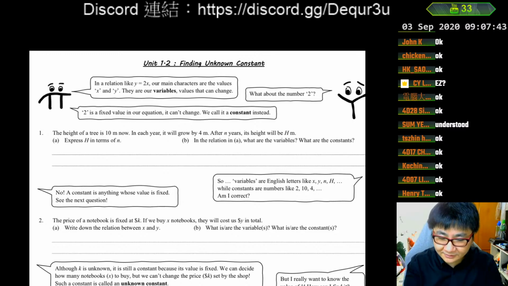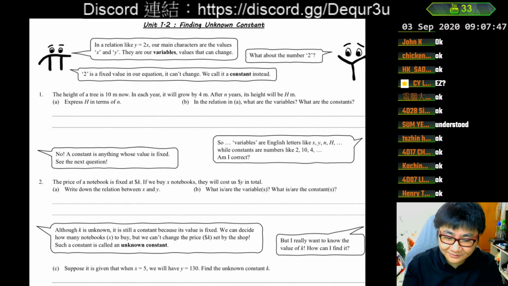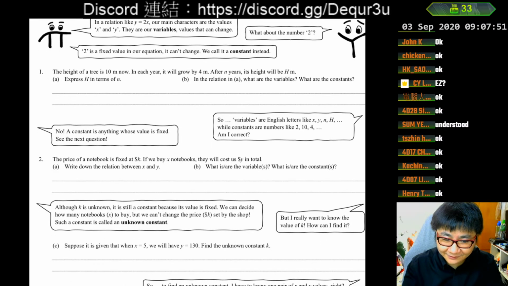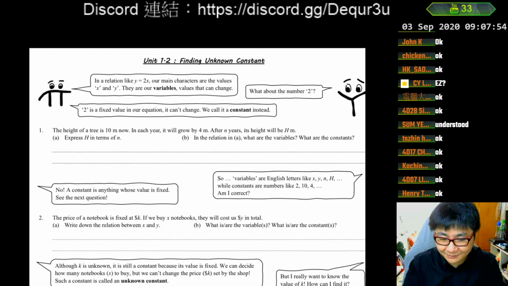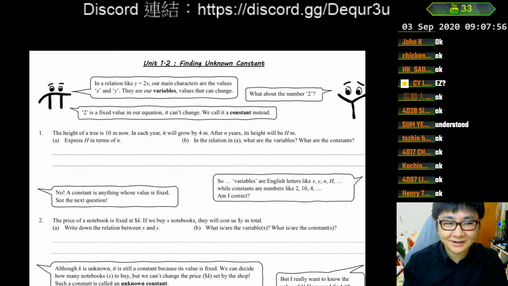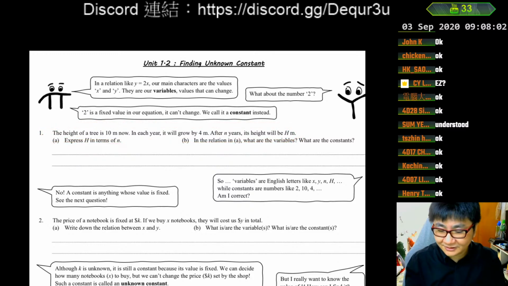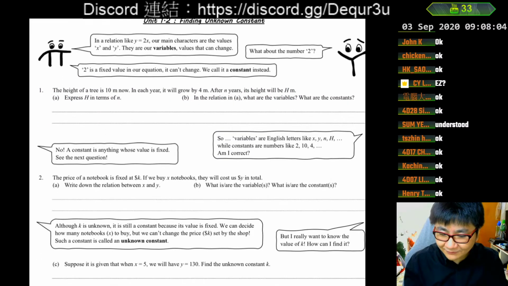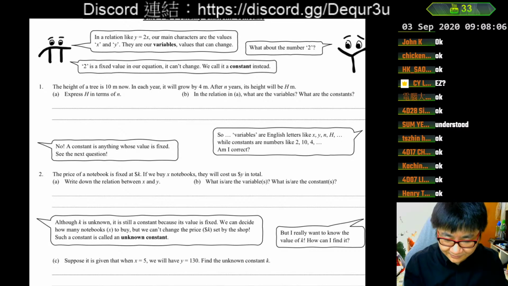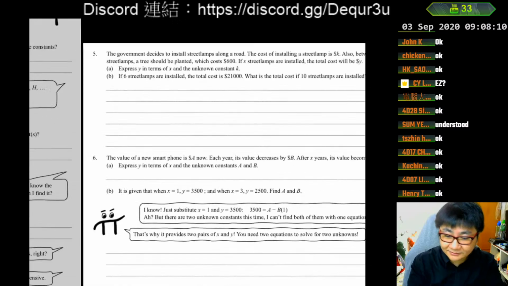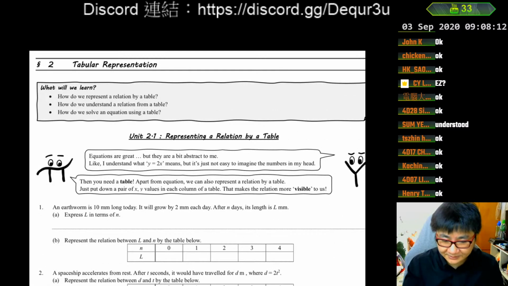Okay, therefore, finding the unknown constant is also part of the equation part. Therefore, I will also put this as your homework. Again, it's like simplifying, writing the equation, and then also finding the unknowns. So I will leave it to you by yourself. Okay, so next part. What about other ways to represent?